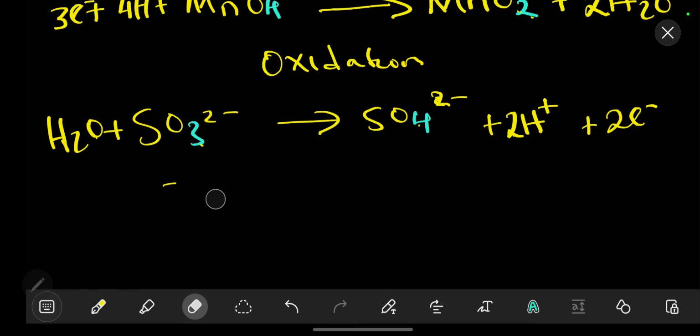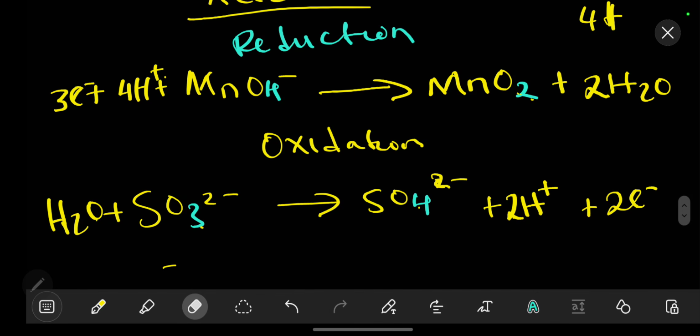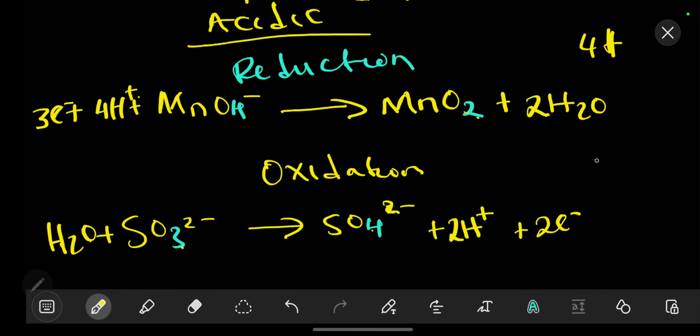Then from there we are going to interchange the value of electrons by multiplying throughout. So this is what we are going to do.